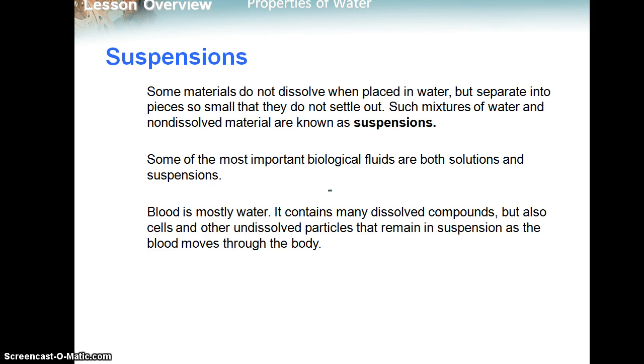Alright, so most important biological fluids are going to be solutions or suspensions. Blood is mostly water but contains other compounds such as cells and particles and so forth, and it's a suspension. We can take those things out. We can spin the material around a lot, and we can get the red blood cells out, we can get the white blood cells out, we can get the plasma out. If we have a solution, then we have to do something physical to it to get those things out.